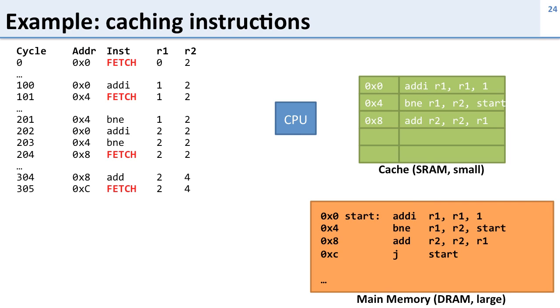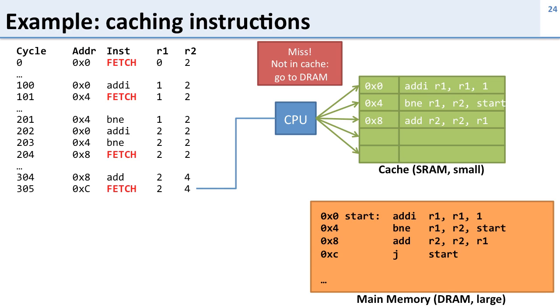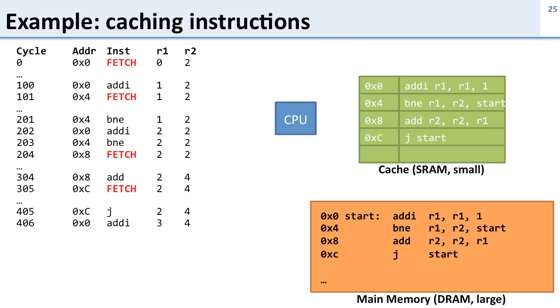After cycle 304, we get to 305, and here we're going to go on to the last instruction, which is the jump. So we need to fetch this instruction. So again, the CPU looks in the cache, it's a miss, doesn't find it in the cache, so it's going to go to DRAM, take that instruction from DRAM, load it into the cache. This is going to take us 100 cycles. So on cycle 405, we finally got it in there, we can execute our jump instruction.